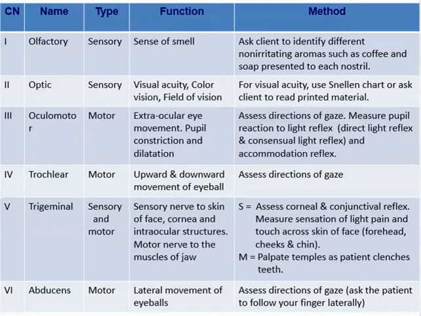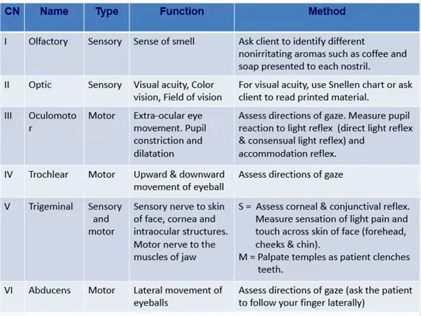Fifth comes the trigeminal nerve. It is sensory and motor in type. Its sensory part innervates the skin of the face, cornea, and intraocular structure. Its motor part innervates the muscles of the jaw. To assess its sensory part, assess corneal and conjunctival reflex, and measure sensation of light, pain, and touch across the skin of the face, that is forehead, cheeks, and chin. To assess its motor part, palpate the temples as the patient clenches his teeth.